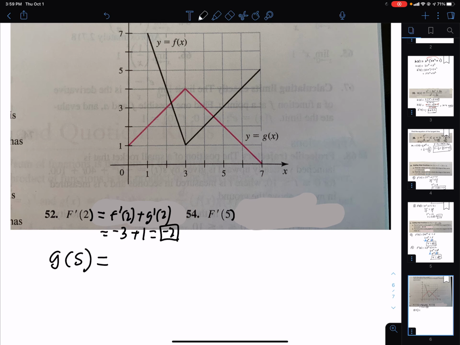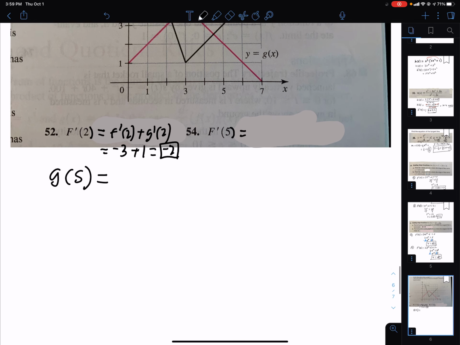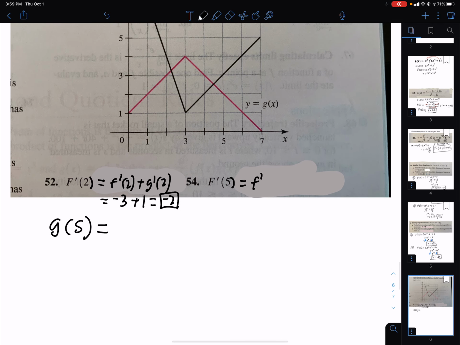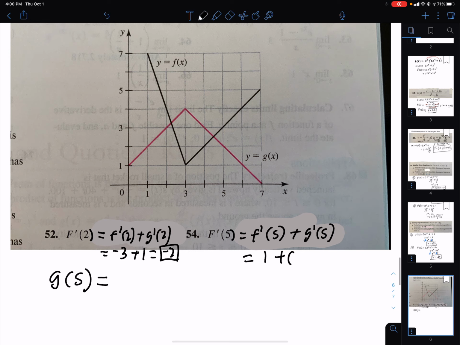F prime of 5, well, big F is little f plus little g. So it's going to be the derivative of little f at 5 plus the derivative of g at 5. We can do that. This is pretty easy. 5's right there. F's right there. What's the derivative right there? It's the slope of that line, which is 1. And g is right there. What's the slope of that line? Negative 1. Plus negative 1. That is 0. And I added a bonus, g of 5.